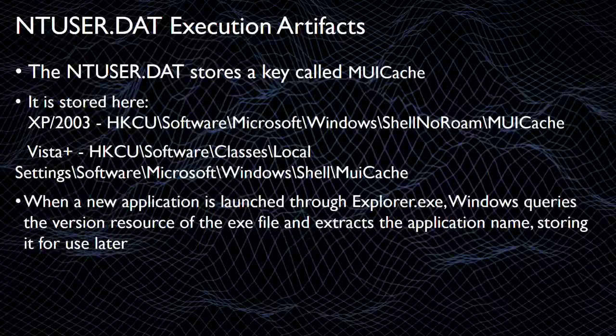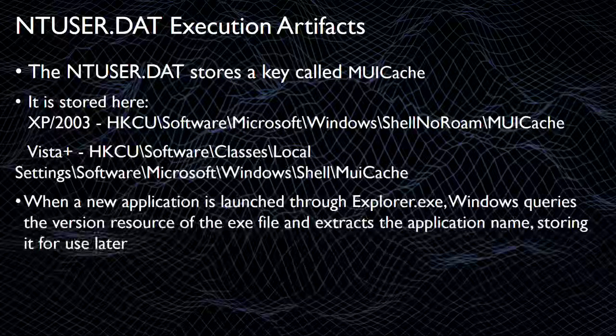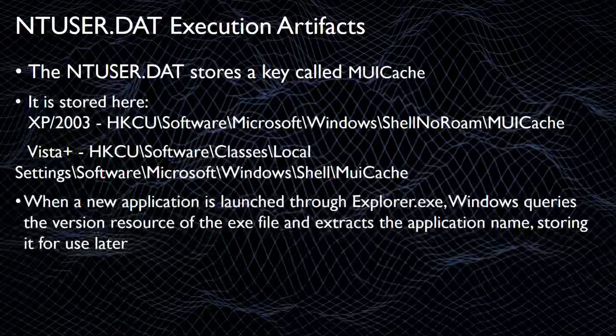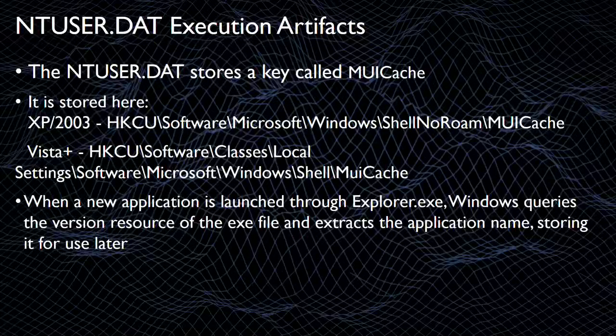There's another one called MUICache, and this one, again, has separate locations for XP and for Vista and on. When a new application is launched through Explorer.exe, kind of like UserAssist, Windows queries the version resource of the exe file and extracts the application name, storing it for use later. Another execution artifact. Registry keys associated with it can be useful too.